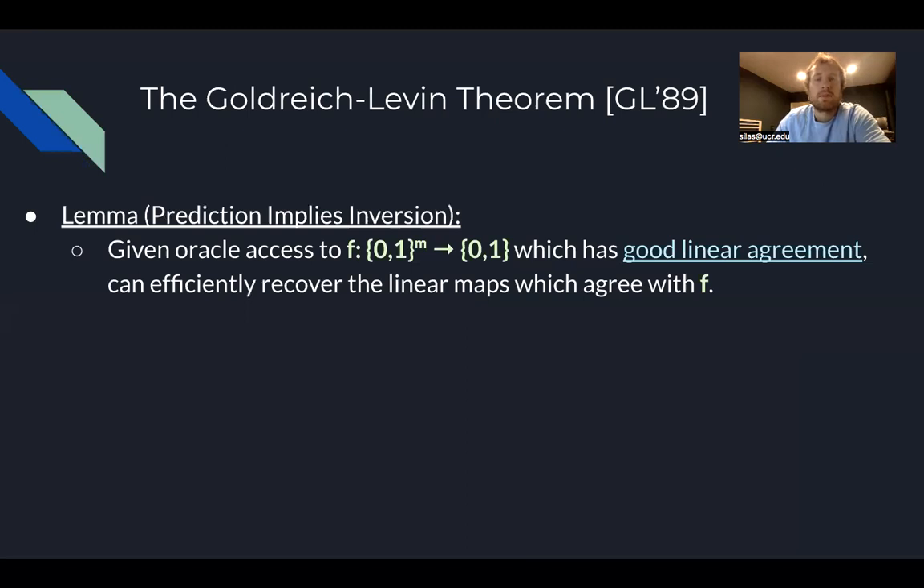The version of the theorem that I'm going to talk about, I'm going to call the prediction implies inversion lemma. It says that if you're given oracle access to a Boolean function which has good linear agreement, then you can efficiently recover the linear maps which agree with your function.